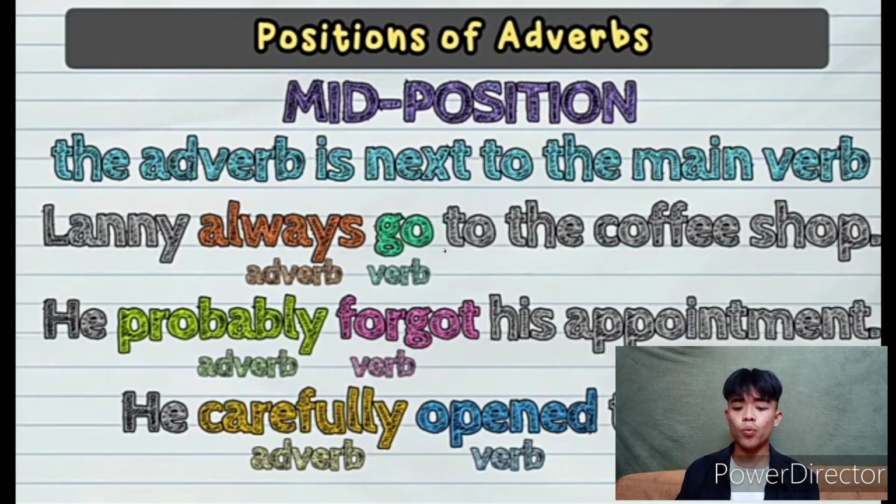Number two: "He probably forgot his appointment." Probably is the adverb and forgot is the main verb, so it is in the mid position. Number three: "He carefully opened the box." Carefully is the adverb and opened is the main verb.